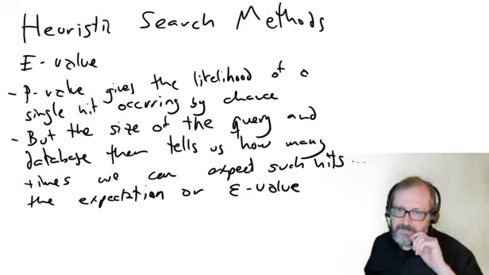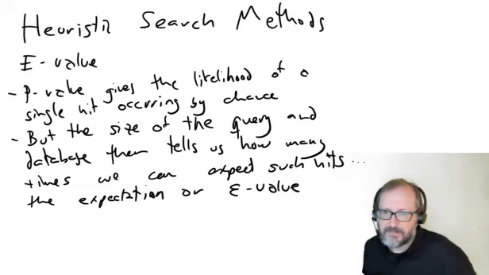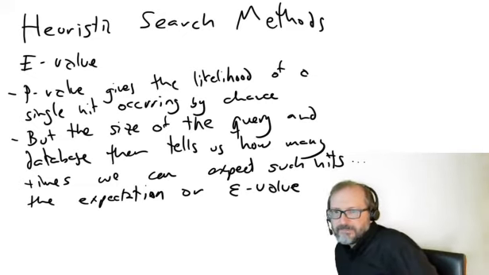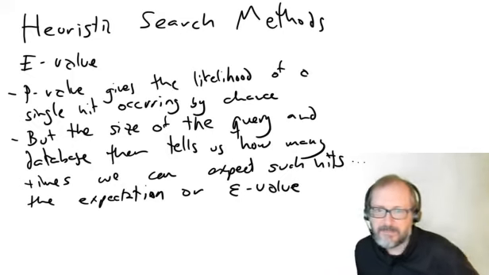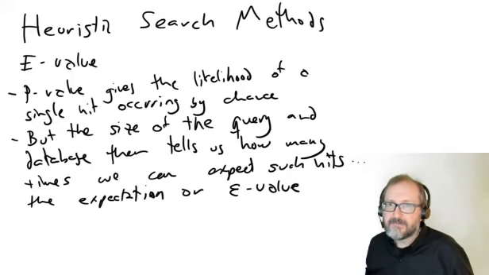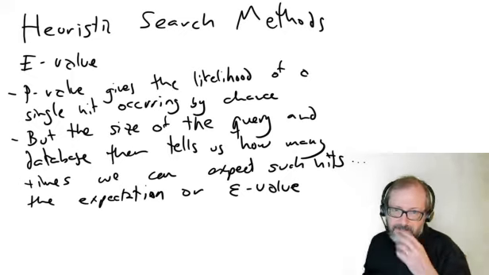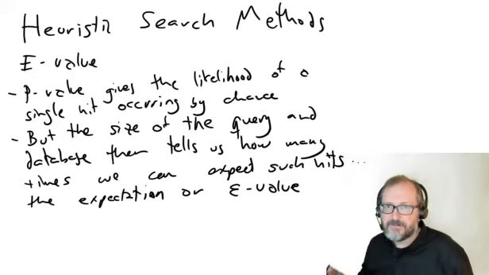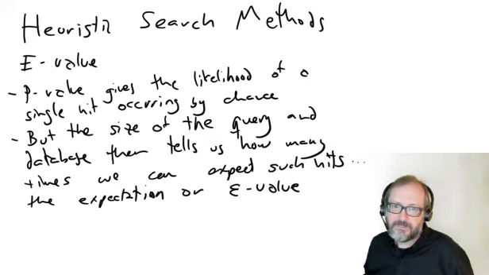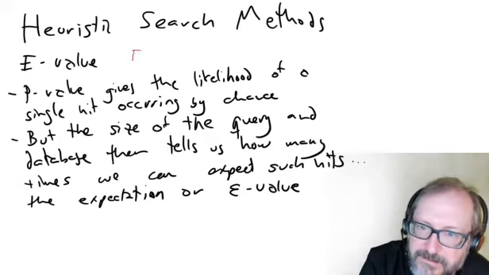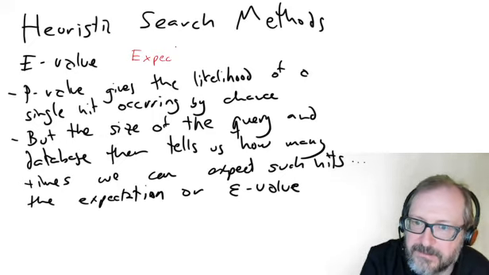Okay, so we said the p-value gives this likelihood of a single hit occurring by chance. But we also talked about this idea that you get more than one chance to make this hit, and so you have to take that into account. And so the probability of hit times the number of opportunities you had to get that hit is called your e-value, or your expectation value. E is expectation.